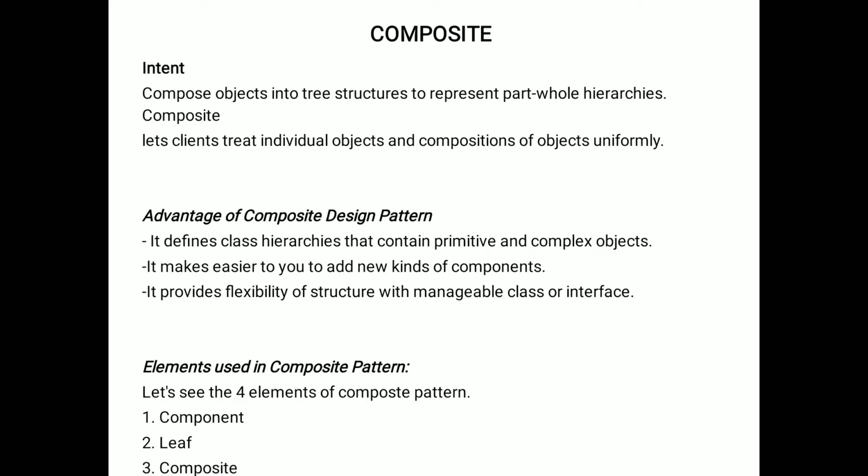Now let us see what are the elements which are there in the composite design pattern. There are four elements: component, leaf, composite, and one more which is not there in this slide, it is hidden, that is the client here. The four elements in the composite design pattern are component, leaf, composite, and the client.